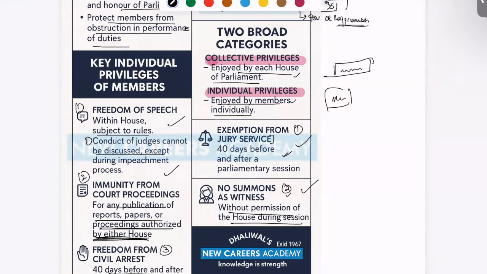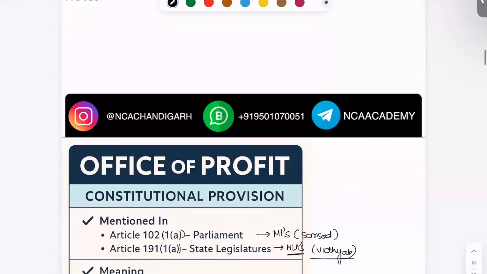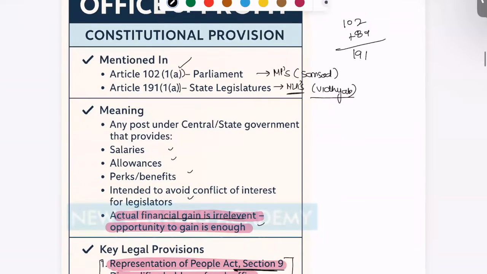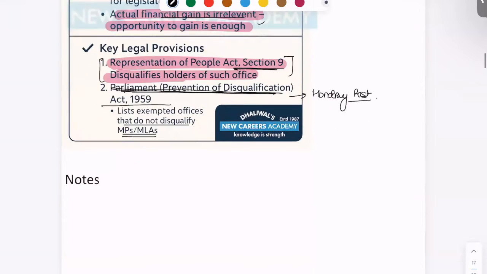Freedom of speech, immunity from court proceedings, freedom from arrest, 40 days prior to this. Office of profit. If I have to be an MP or a minister, I cannot have office of profit. What is office of profit? I cannot have a government job. So it is 102(1) for Parliament and 191 for the state. Just to remember it, कोई भी state का याद करना है, plus क्या कर दो? 191. 102 plus 89. 102 किसका है? MP का. MLA क्या हो जाएगा? 191. I should not have any post, salaries, allowance, perks, benefits intended to have conflict of interest.